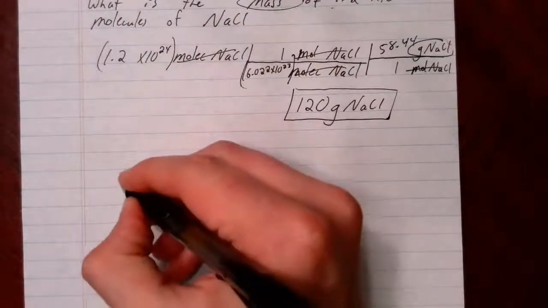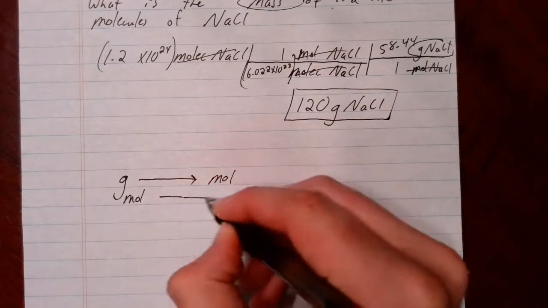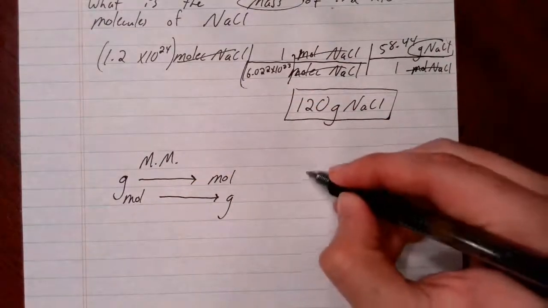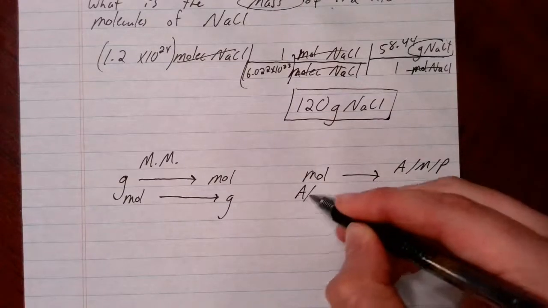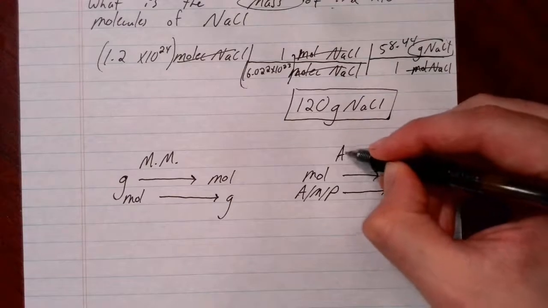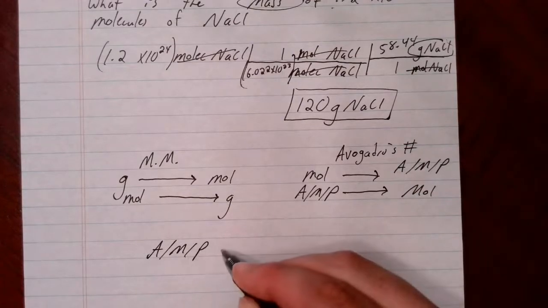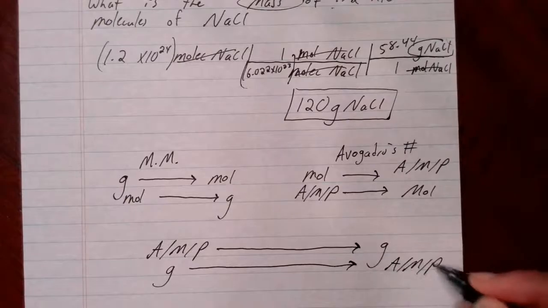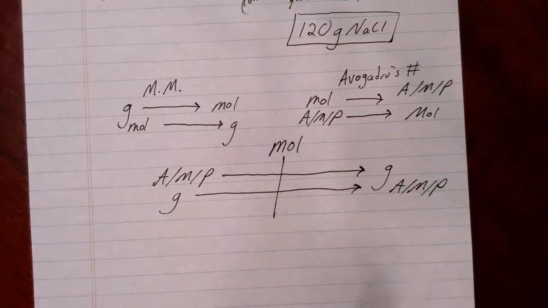So just do a quick review. If I want to go from grams to moles, I can do that in one step. If I want to go from moles to grams, I can do that in one step. My conversion factor is the molar mass. If I want to go from moles to atoms, molecules, or particles, I can do that. If I want to go from atoms, molecules, or particles to moles, I can do that in one step. My conversion factor is Avogadro's number. But if I want to go from atoms, molecules, or particles to grams, or from grams to atoms, molecules, or particles, I can't do that in one step. There has to be an intermediate step. I have to have the mole as my intermediate step. Then I can go back and forth pretty easily.